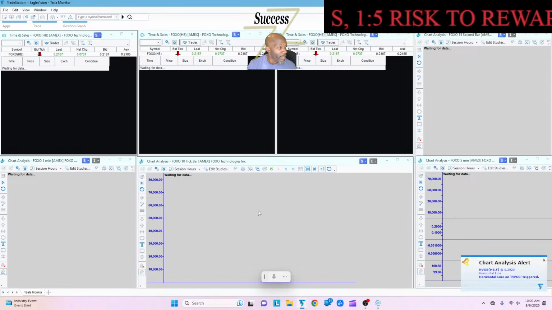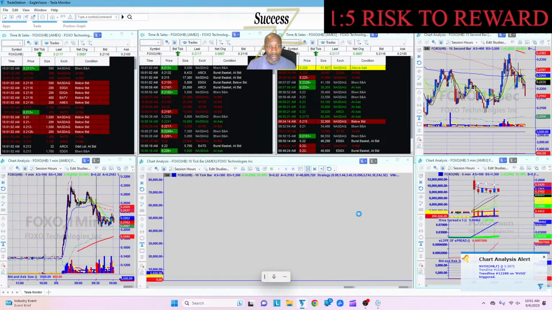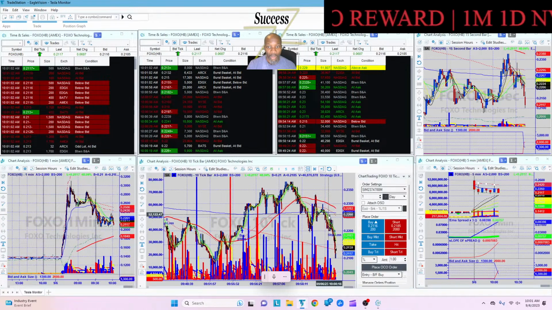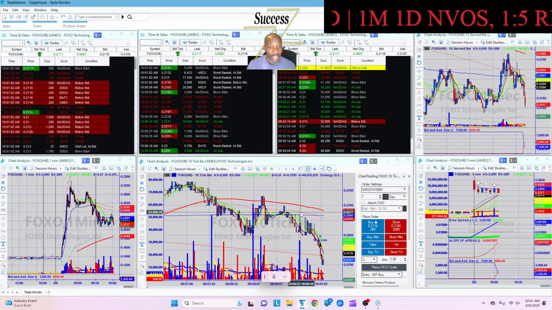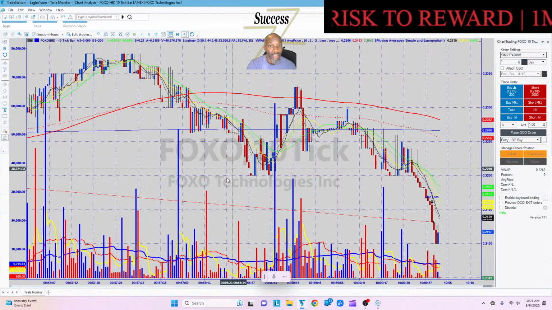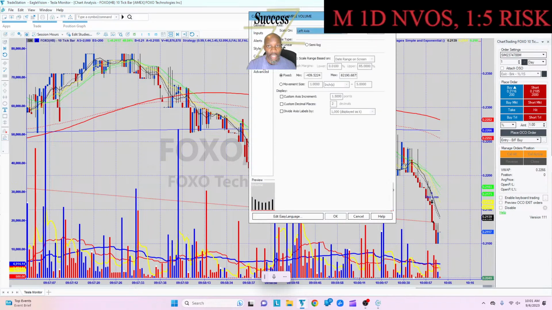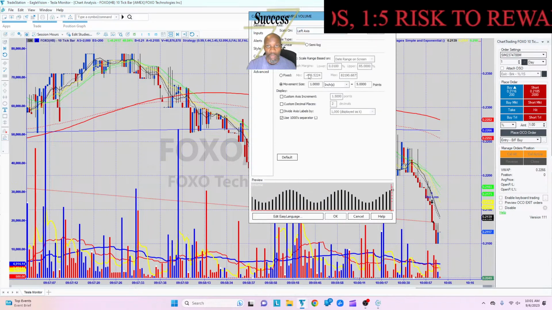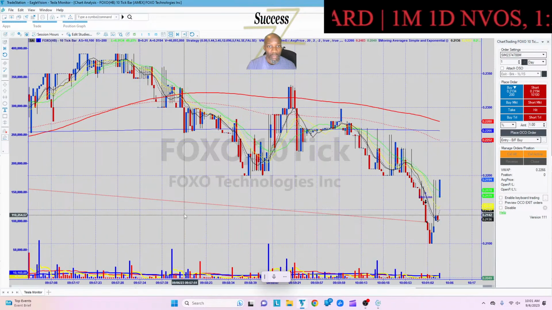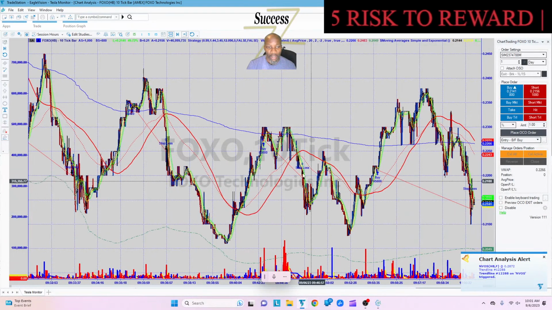Everything is waiting for data. I'll get out of there. FOXO is tanking. I'm not sure why my volume has jumped all over the screen. Scaling, 15, fixed movement, automatic. There we go. Alright. Based on ticks.